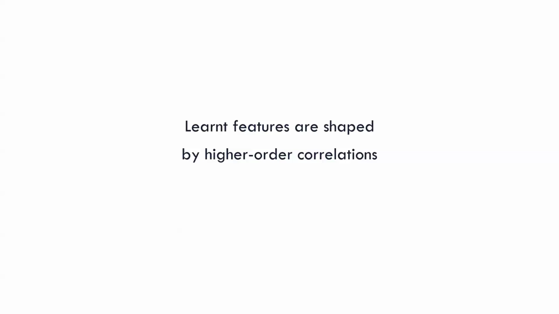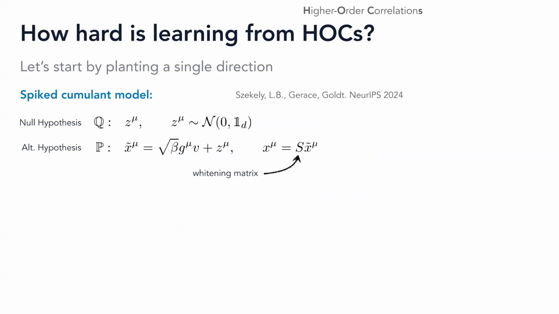So this was to motivate that there is really evidence to think that the features that deep networks extract are related to the higher order properties of probability distributions. And so now we want to take a more theoretical approach and understand in general how hard it is to learn from these higher order correlations. So let's take the simplest possible model in which we can study this phenomenon so that we can do all the math rigorously, which is a hypothesis testing problem.